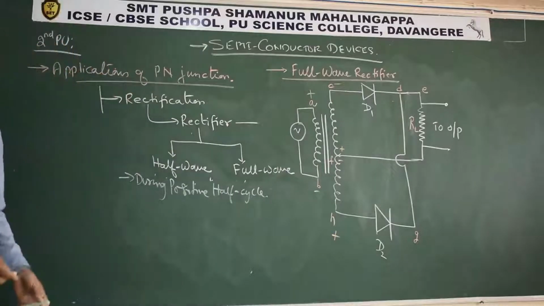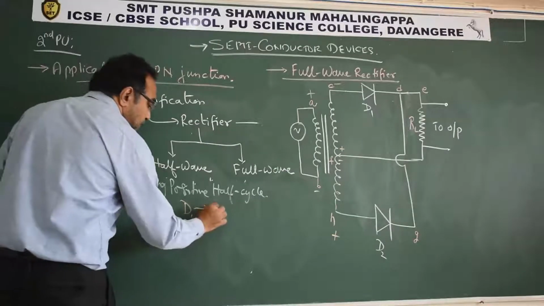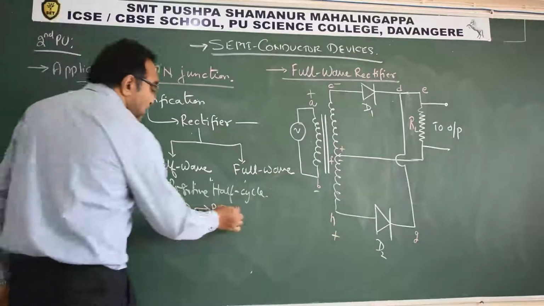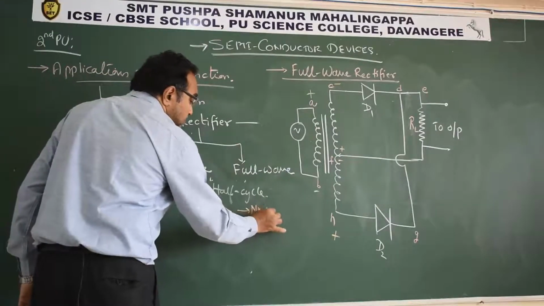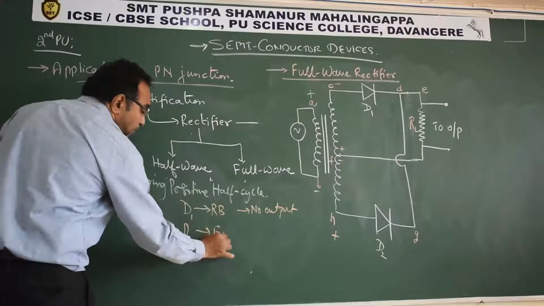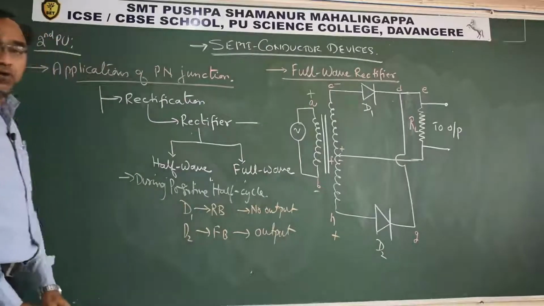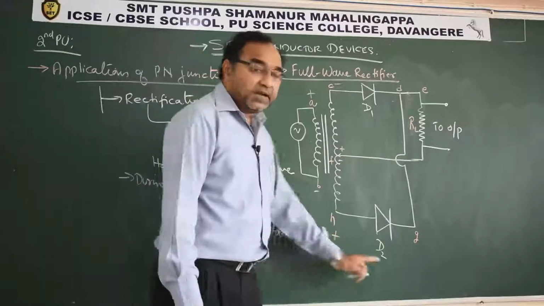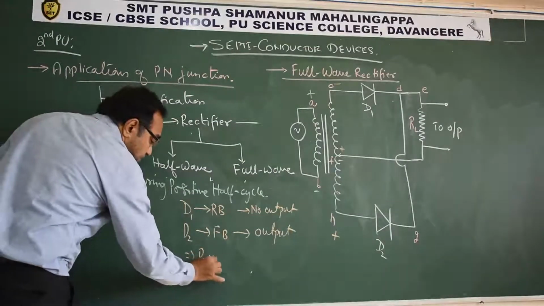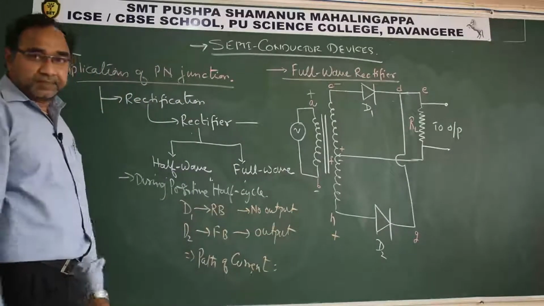So what can we say during the positive half cycle? D1 has gone into reverse bias, so there is no output because of D1, but the output is because of D2. D2 is in forward bias, so there is output. So D2 will conduct. If D2 conducts, then what will be the path of current?